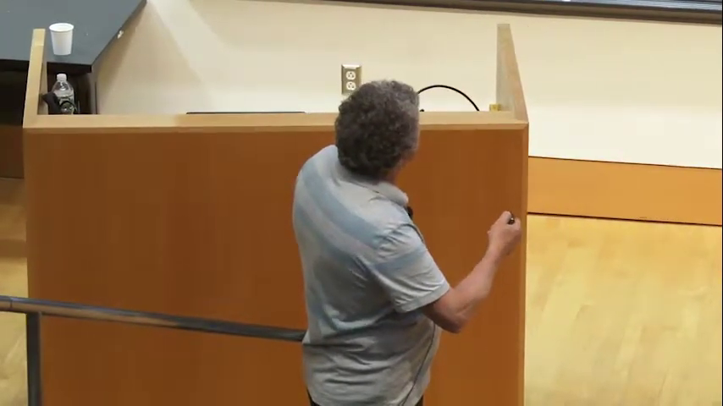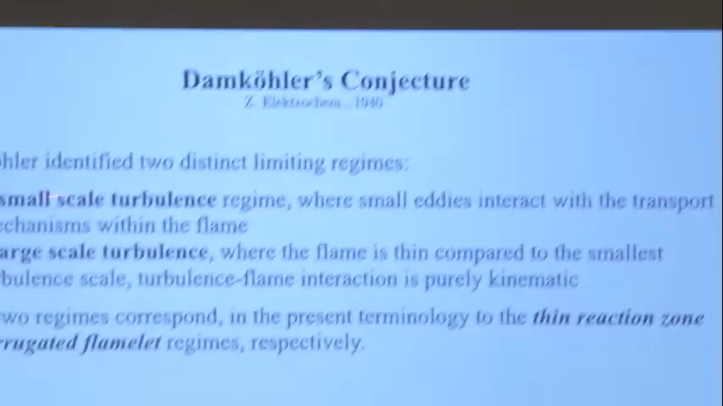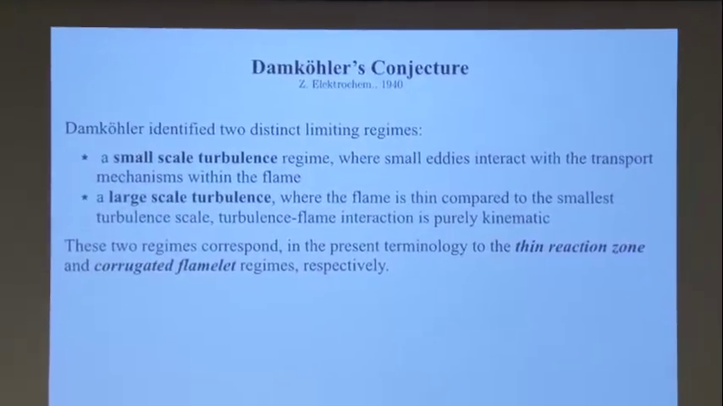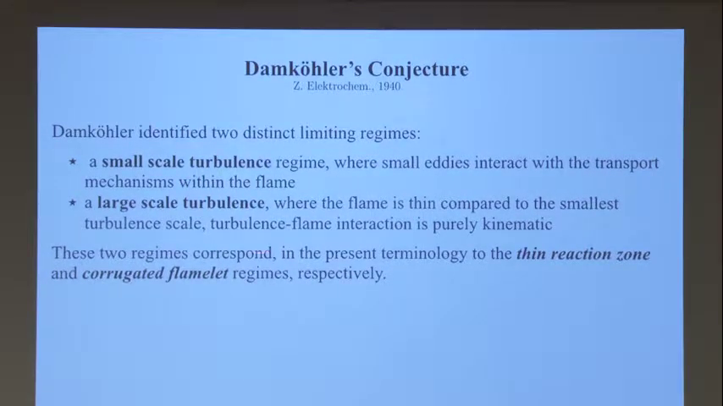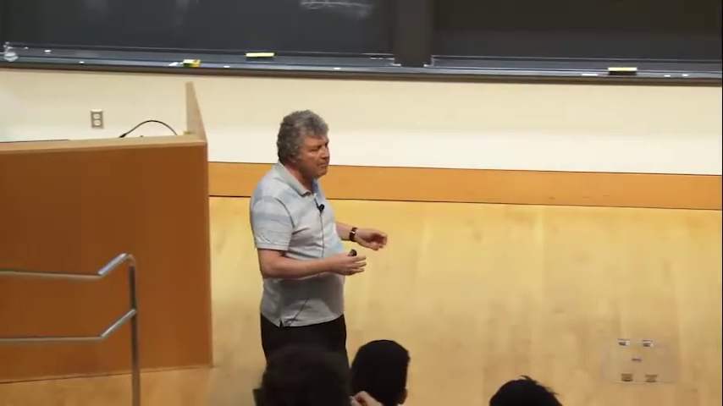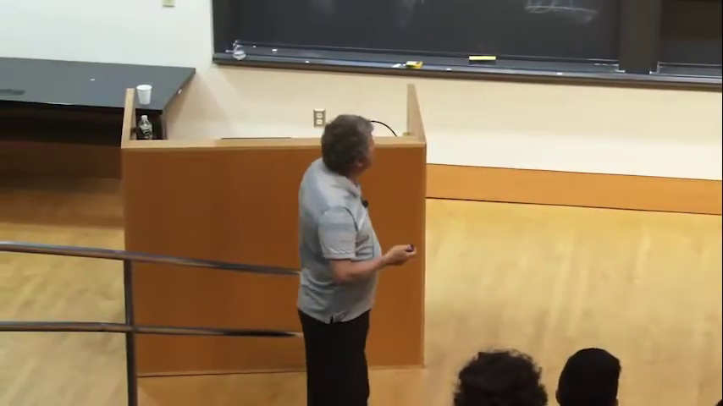Anyway, Damkohler identified two distinct limits. He called them small-scale and large-scale turbulence. Today we have this new terminology and this new diagram, but essentially he had the general picture that in small-scale turbulence, the small eddies interact with the diffusion and conduction transport mechanism within the flame. In the large-scale turbulence, the flame is thin compared to the smallest turbulence scale, and so the turbulent flame interaction is primarily kinematic. In other words, the turbulent flow essentially distorts the flame, but doesn't do anything to its internal structure.